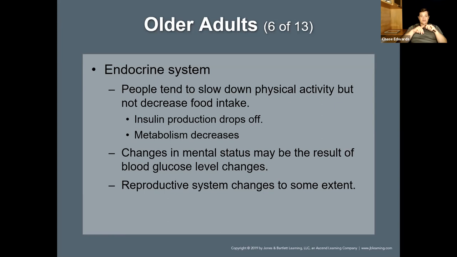And then reproductive system changes to some extent. Men are able to produce sperm long into their 80s, but the rigidity of the penis tends to decrease over time. So you talk about ED, things like that. Women have a decrease in size of their uterus and vagina, and hormone production for both sexes gradually decreases as they age. Sexual desire may diminish with age, but it doesn't cease. That's great.